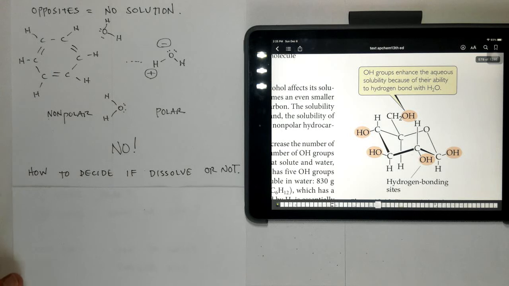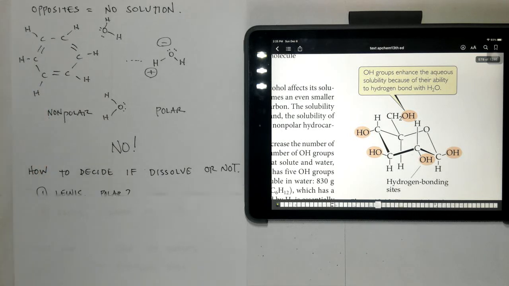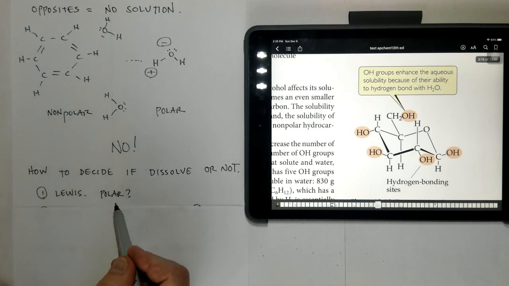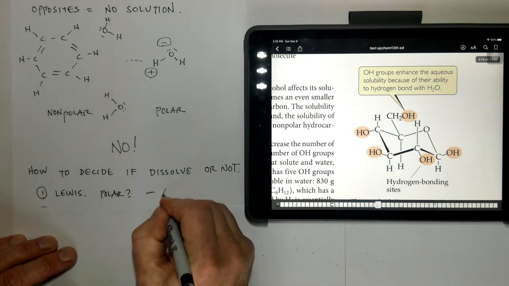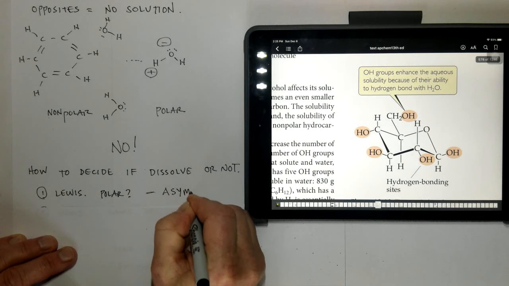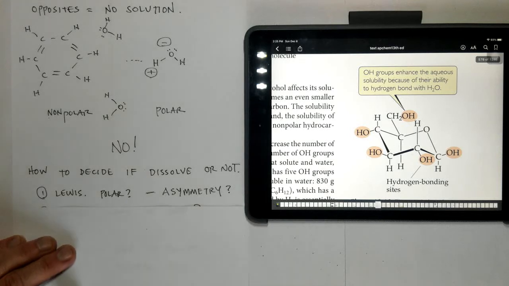So how do you decide if it'll dissolve or not? Well, you can ask yourself 2 simple questions. Question number 1, draw the Lewis dot structure and ask, is it polar? Okay, does it have a dipole moment? Is it asymmetrical? After you draw the Lewis dot structure, check to see if it does.